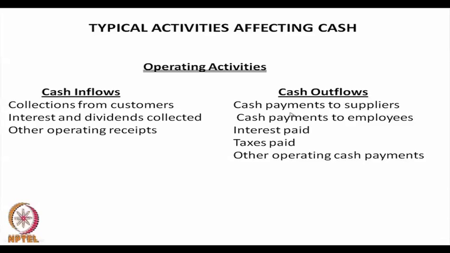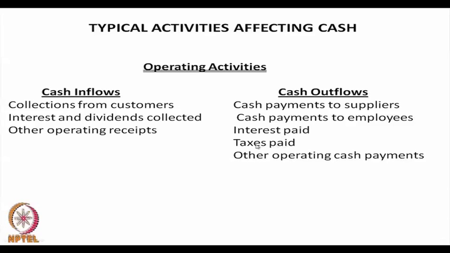Now, these are different sources of cash inflows. Now, let us see where the cash flows out of the company. Cash flows out of the company to the suppliers from whom the company might have purchased materials, or even to utility suppliers. Cash payments to employees, its own employees, in the form of wages and salaries. Taxes paid as interest to financial institutions.